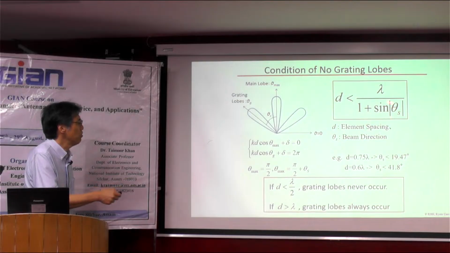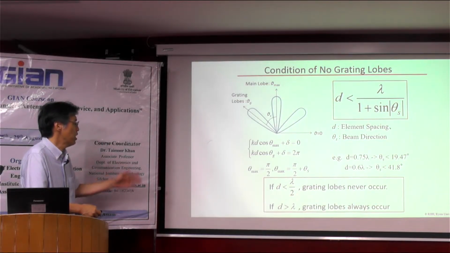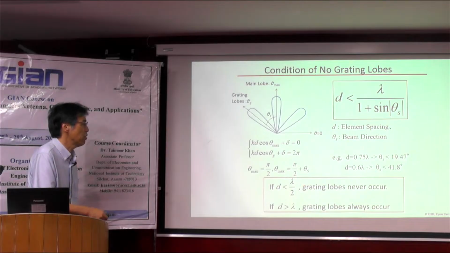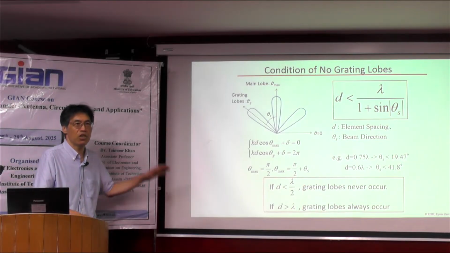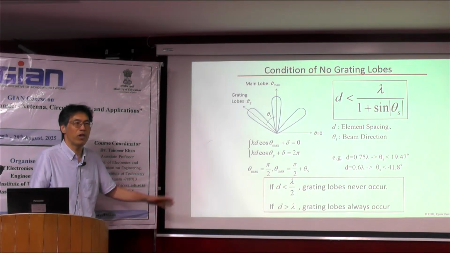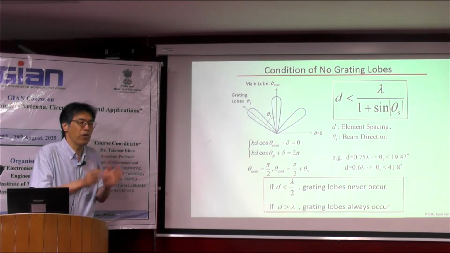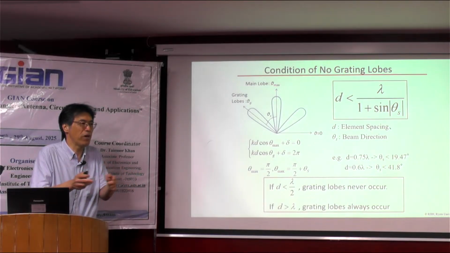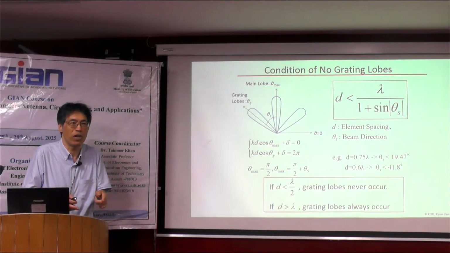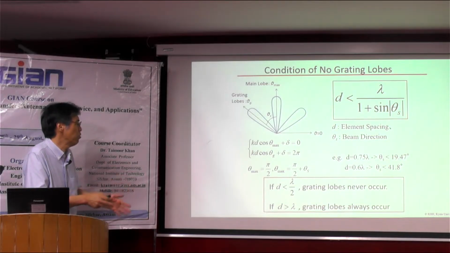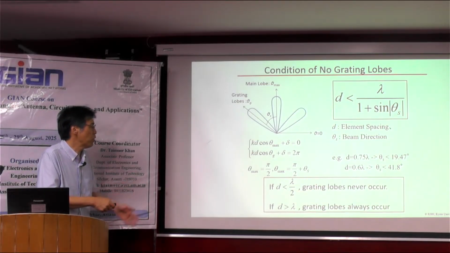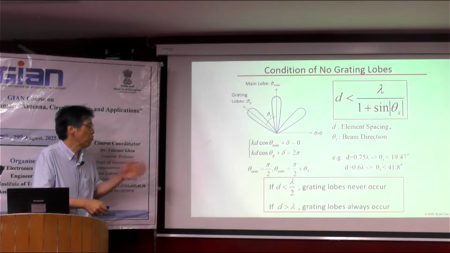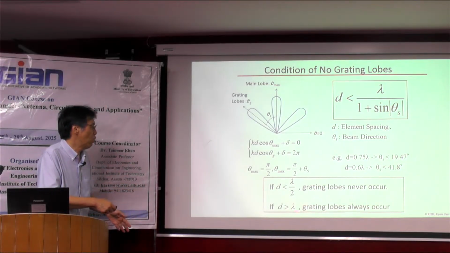And based on this equation, if element spacing d is shorter than half wavelength, grating lobes never occur. This is the best phased array antenna. But usually, we cannot put each antenna within a half wavelength element spacing because originally an antenna is a resonator. Typically, we have a half wavelength as a dipole antenna, etc. So you usually put the element spacing between half wavelength and one wavelength.